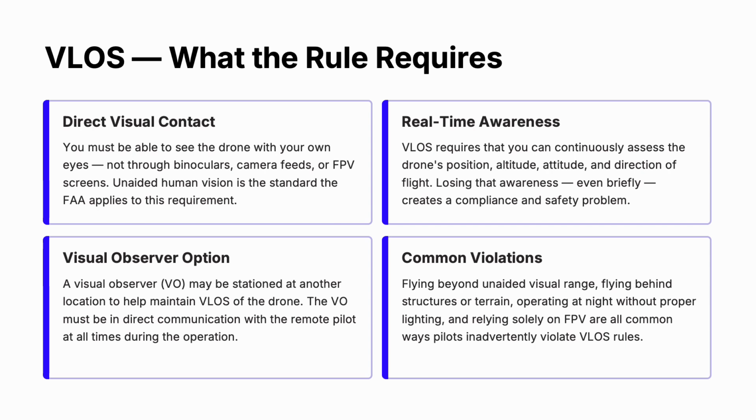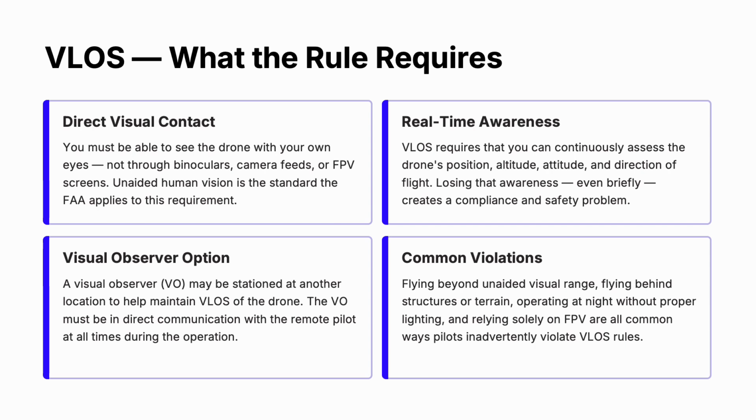Let's break visual line of sight into 4 practical pieces. First, direct visual contact. You need to see the drone with your own eyes, not through binoculars or through a camera feed. Unaided vision is the standard. Second, real-time awareness. You have to be able to continuously judge the drone's position, altitude, attitude, and direction of flight. Even a brief lapse creates a problem.